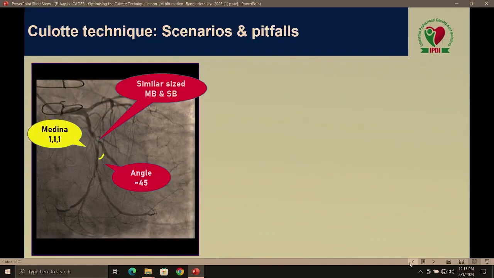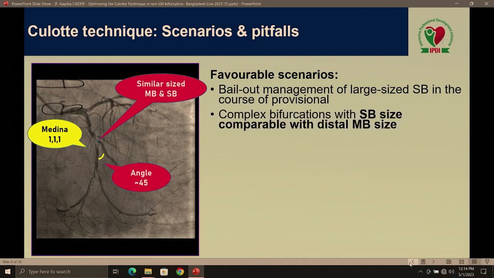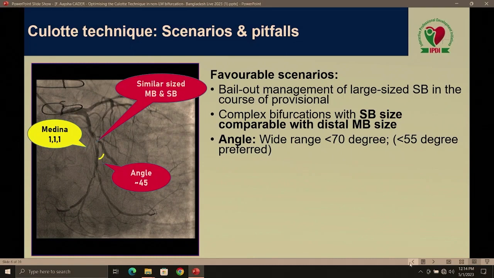So what are the scenarios that one would deploy a Culotte technique at? It's, of course, in case you go provisional, it's one of the bailout management, especially where there is a large size side branch in the course of a provisional stenting strategy. But if you were to opt for a systematic two-stent strategy, the ideal complex bifurcation in which a Culotte would be suitable is one where the side branch size is comparable with the distal main branch size, as you can see in this case. There's a wide range of angles, but it's generally for an angle of less than 70 degrees or even up to around 55 degrees.